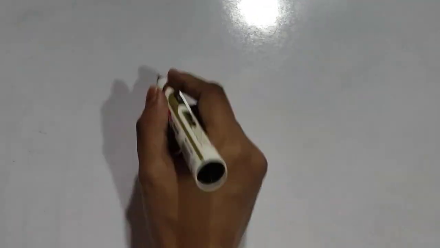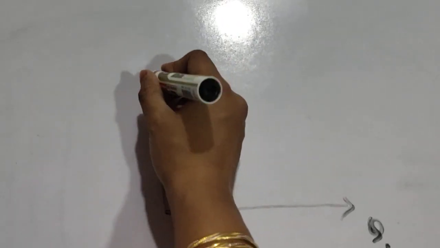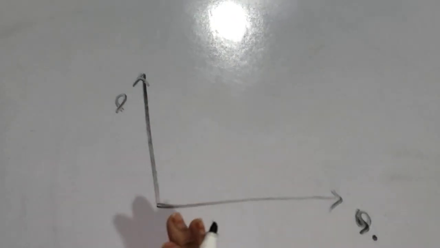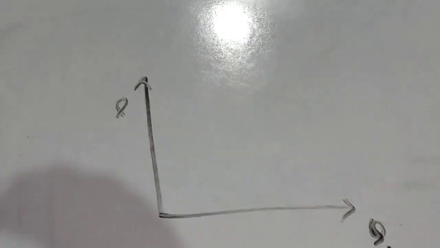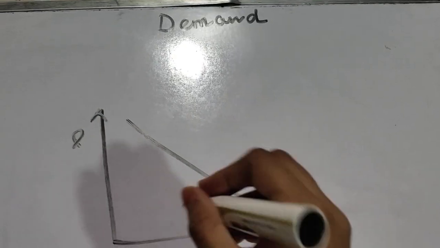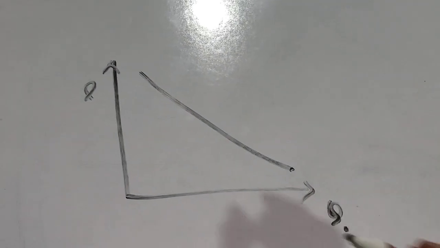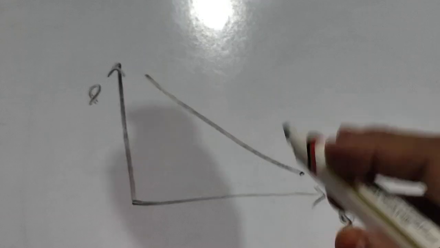Demand is what? Basically, this is my quantity and this is my price. Always remember that as my price increases, my quantity demanded decreases. So it's a downward sloping demand curve. So what is the definition? As my price increases, my quantity demanded decreases. It's a linear curve which is a downward sloping demand curve.